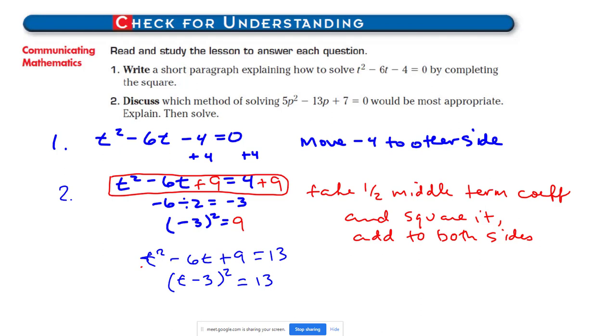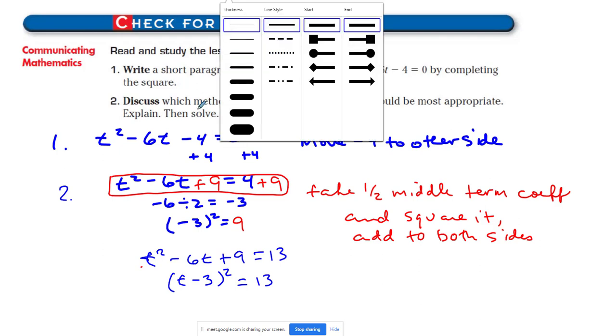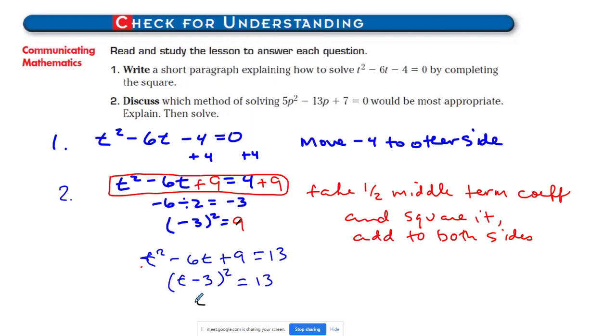Now we're going to take the square root of both sides. And when we do that, we're going to get rid of the square on the one side. And we're going to end up with t minus 3 equals plus and minus the square root of 13. And this is where our two roots are going to come from. We're going to add 3 to both sides then, and we're going to have 3 plus square root of 13, 3 minus square root of 13 as the two roots that go with the equation.